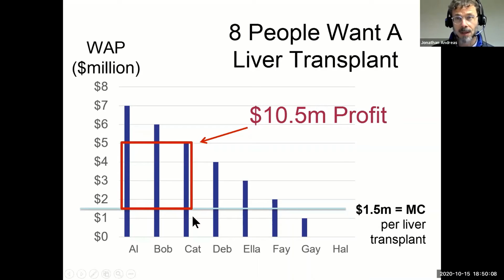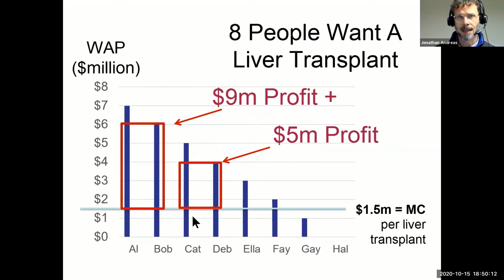But you can do better if you price discriminate. You can make more profit. And here's an example. If you can only charge 2 prices, if you can only figure out 2 different prices to charge, then this is going to be your profit maximizing price discrimination scenario. You're going to charge 6 million to Al and Bob and make 9 million in profit from them.